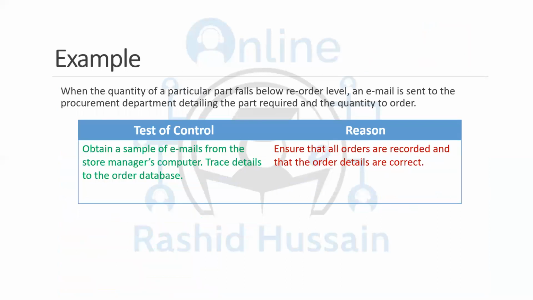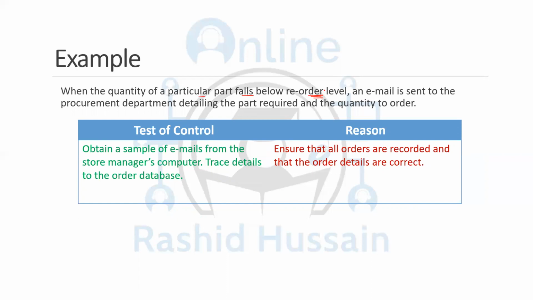Okay, let's go to an example. When the quantity of a particular part falls below the reorder level, the reorder level is the level which is set by the company within their inventory system. For example, if the goods reach this level, then we have to place an order, because when they place the order and the goods are received, there's a lead time. The lead time is the time between placing the order and receiving the goods. And for the lead time, they usually maintain the buffer stock, which is also known as the emergency stock.